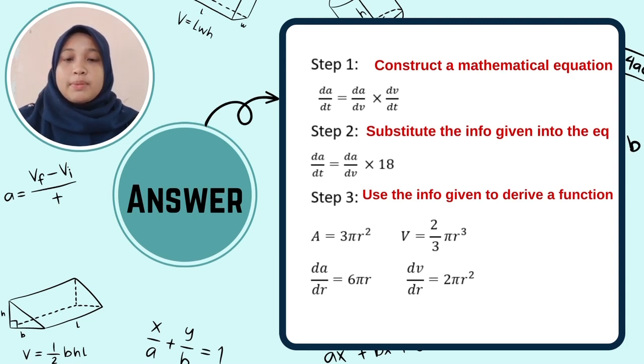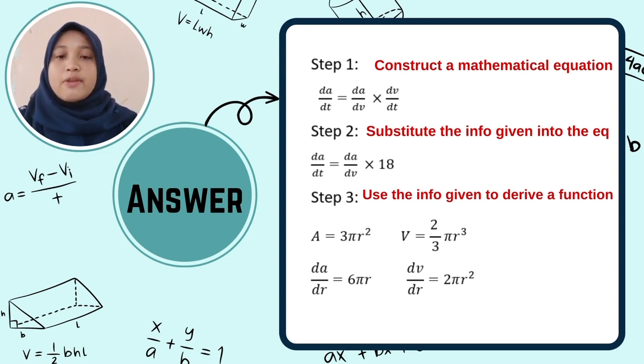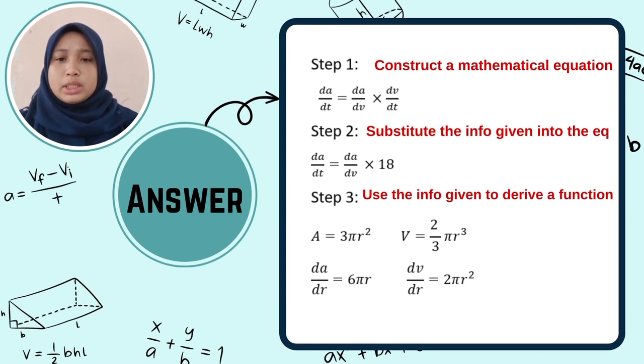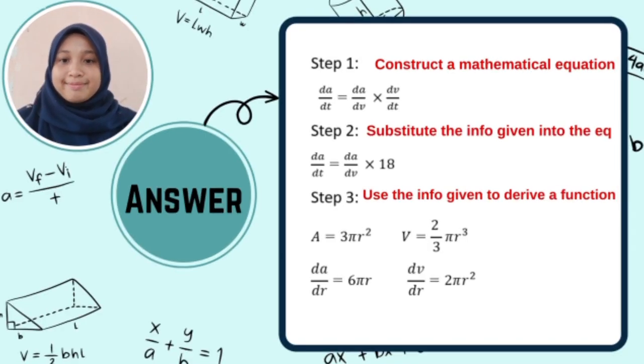Step 2, substitute the info given into the equation. 18 cm³/s equals dV/dt. So dA/dt equals dA/dV multiplied by 18. Step 3, use the info from the area and the volume of hemisphere given. We can derive the functions using differentiation. So we will have dA/dr and dV/dr to substitute into the dA/dV.